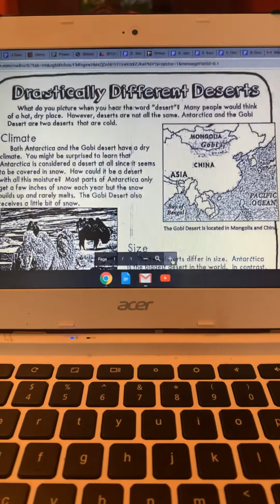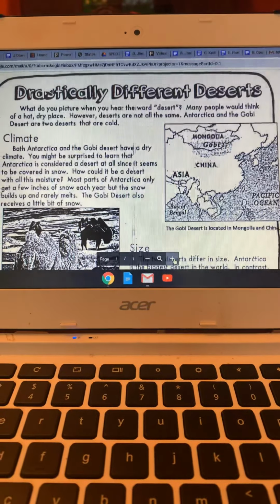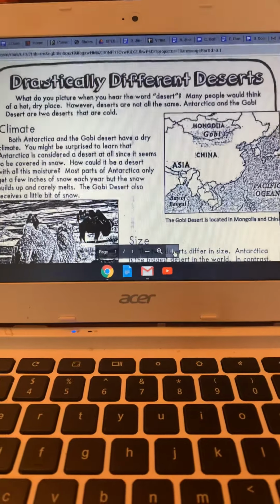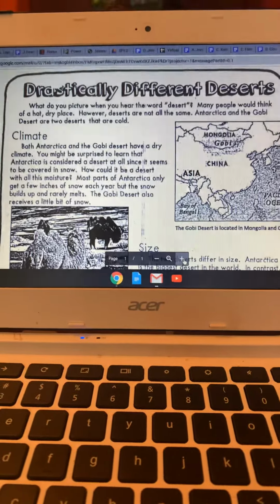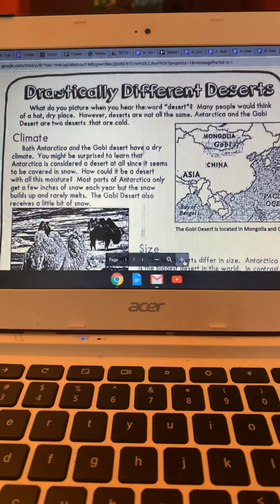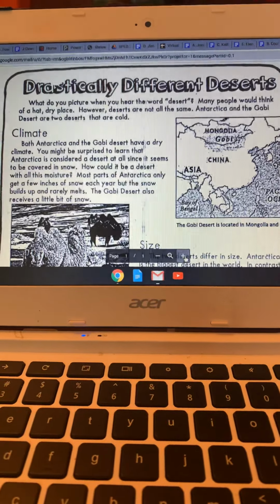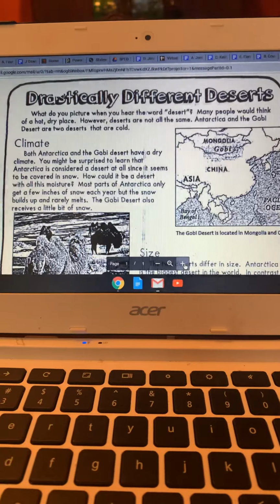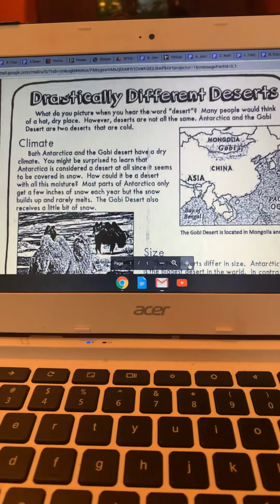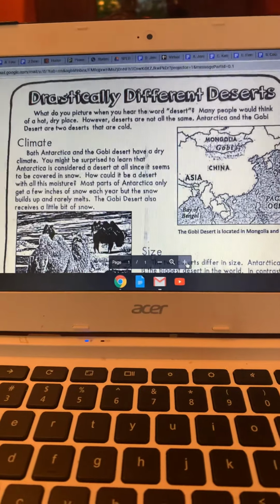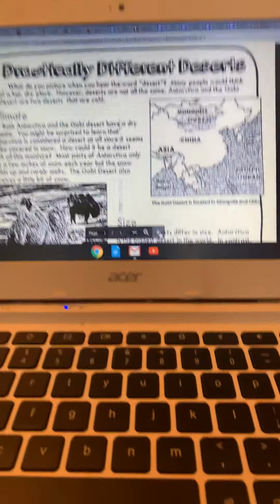You might be surprised to learn that Antarctica is considered a desert at all, since it seems to be covered in snow. How could it be a desert with all of this moisture? Most parts of Antarctica only get a few inches of snow each year, but the snow builds up and rarely melts. The Gobi Desert also receives a little bit of snow.